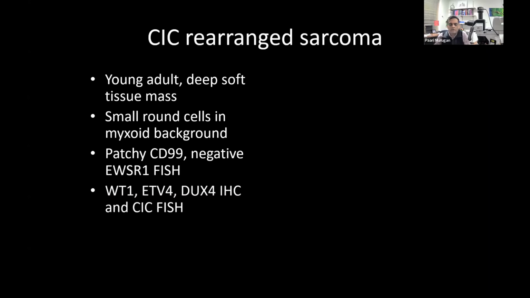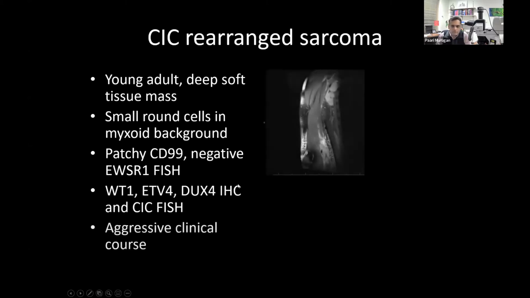And if we want to use immunohistochemistry to help us with the diagnosis, the best markers I would suggest are WT1. And then if your lab does have ETV4 or DUX4, these are great markers as well. But ultimately, the diagnosis relies on proving that there is actually a CIC gene fusion, which you can either do by FISH or by next generation sequencing.